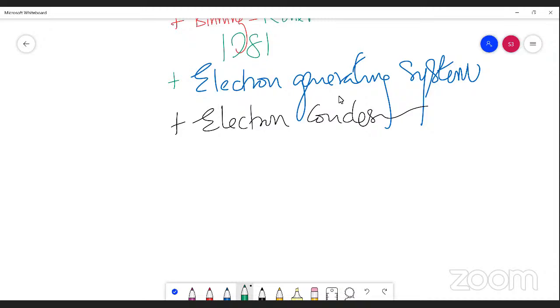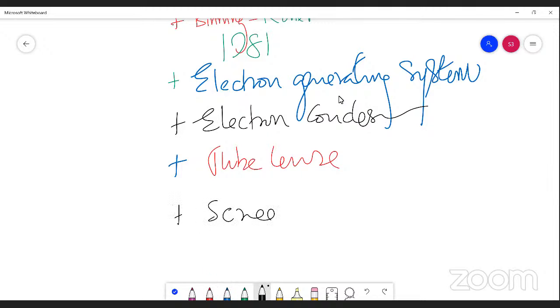The next is the tube lens. It also consists of a tube lens and a detector. Finally, you can say detector or screen. The screen is there. So these are all the components of an electron microscope.